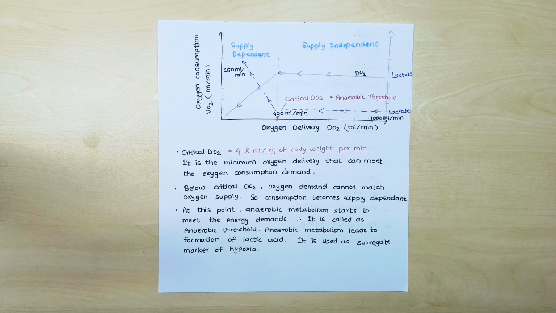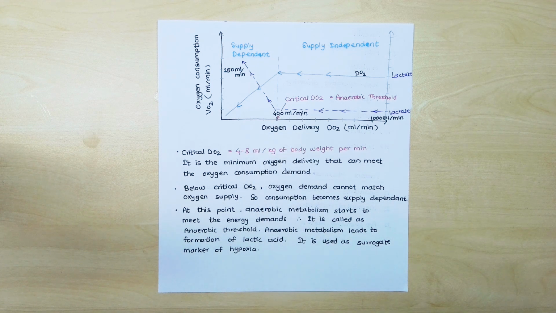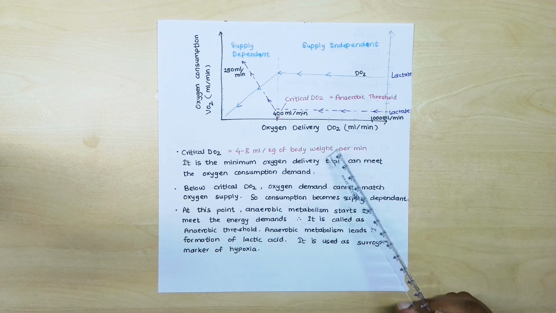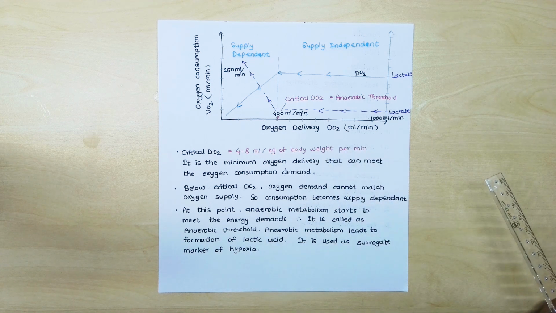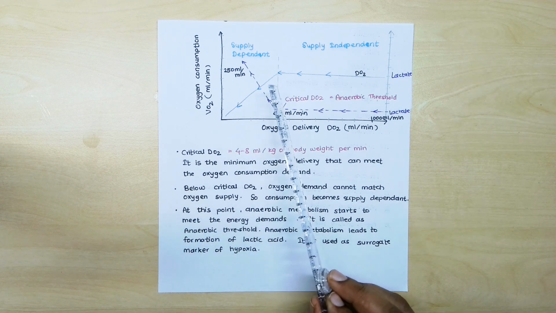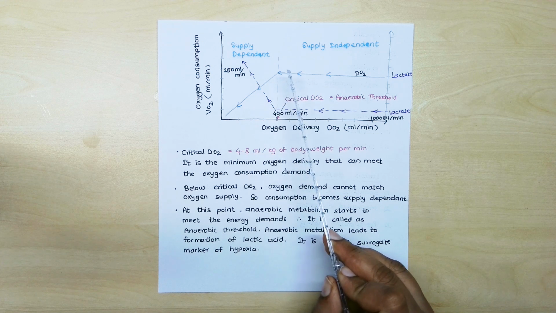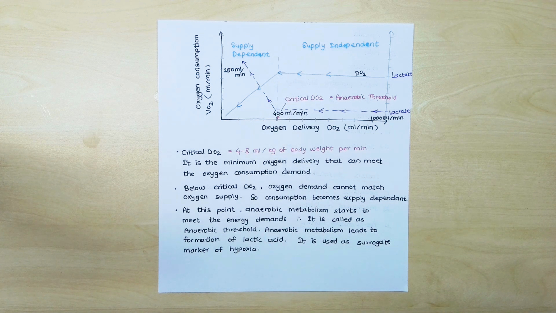Critical DO2. It is the minimum oxygen delivery that can meet the oxygen consumption demand. The value is 4 to 8 ml per kilogram of body weight per minute. Below critical DO2, the oxygen demand cannot match the oxygen supply. So oxygen consumption becomes supply dependent. Beyond critical DO2, oxygen consumption is supply independent.